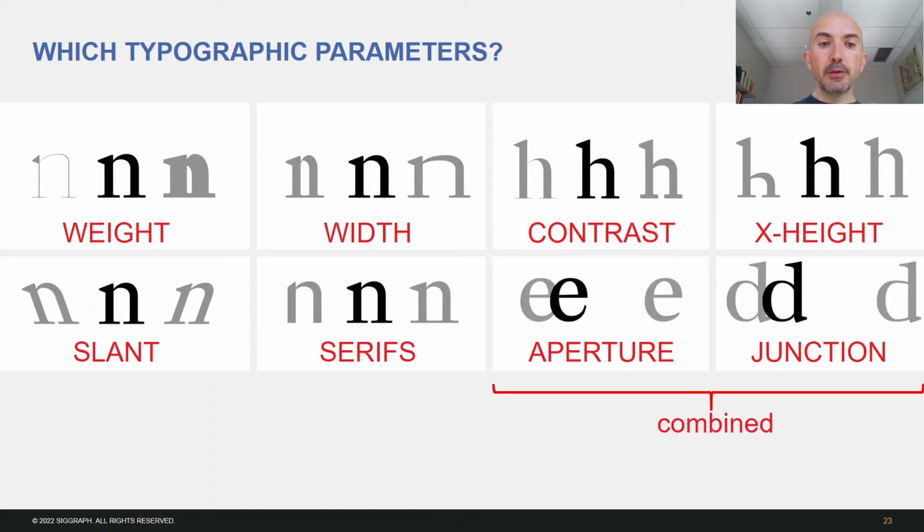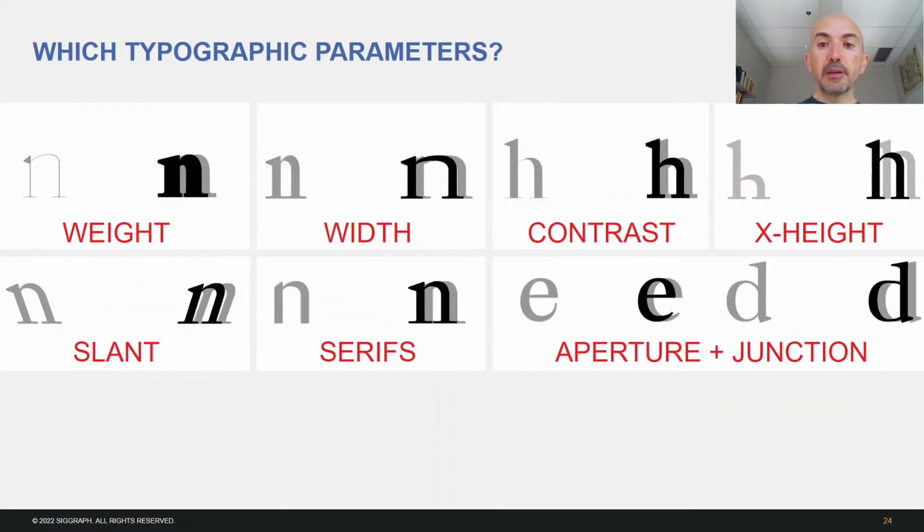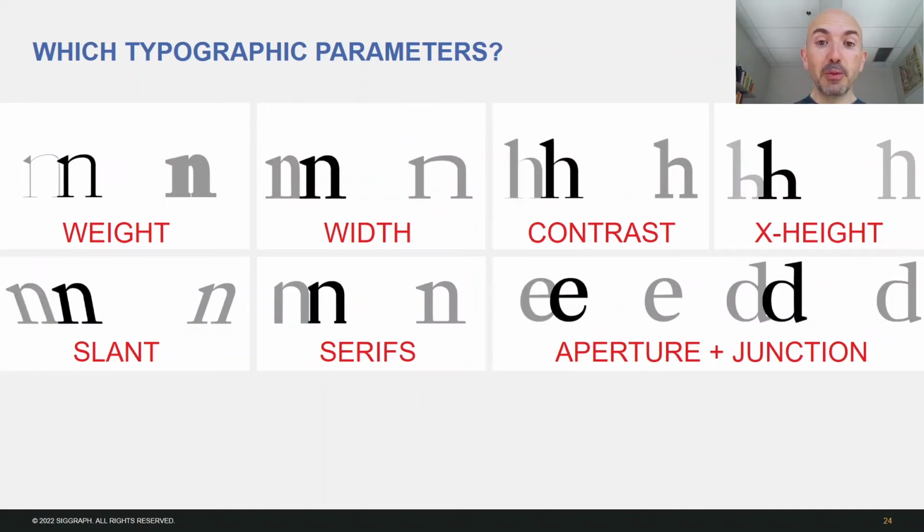And here we have two that we bundled together. Aperture relates to the size of the openings of letters like the E. So the space in between those two parts of the letter that you can see is much larger here. And what we call junction is the angle at which the strokes, for example, of the bowl of a letter join the stem. So you can see that in this extreme, the joining is more or less straight, whereas this one is at a much more marked angle. We looked at 7 parameters in total. This is the moment for you to place your bets about which one you predict will be the most perceivable.